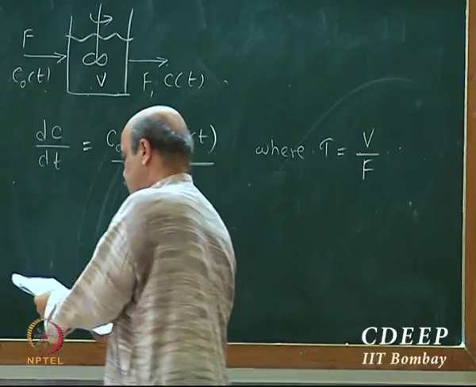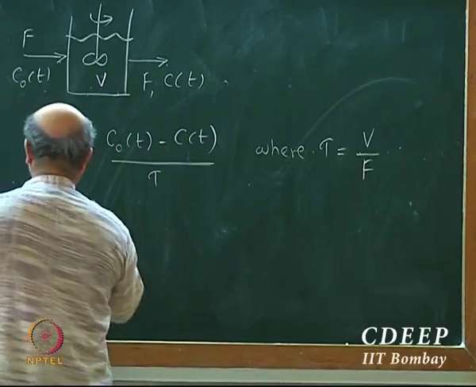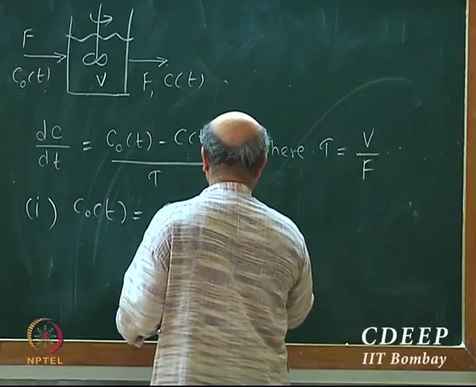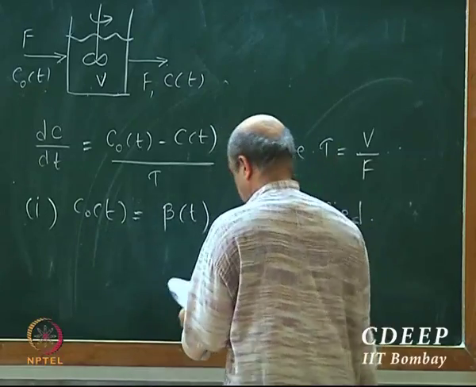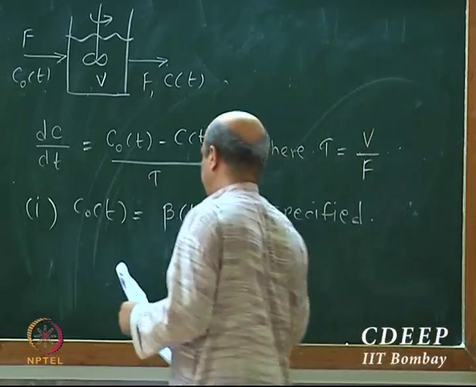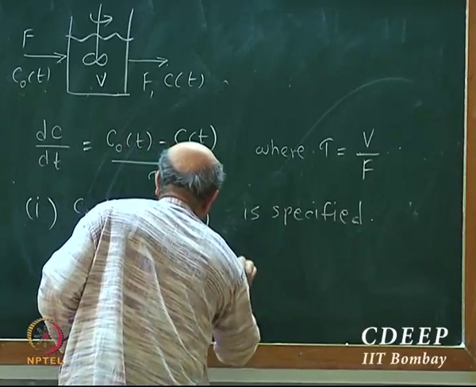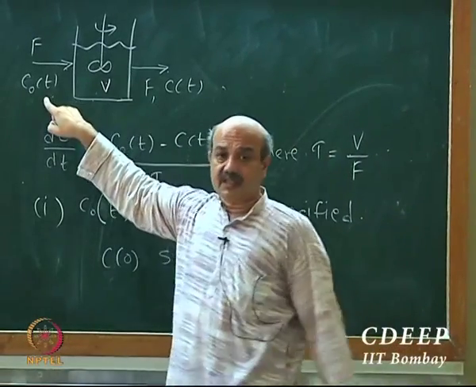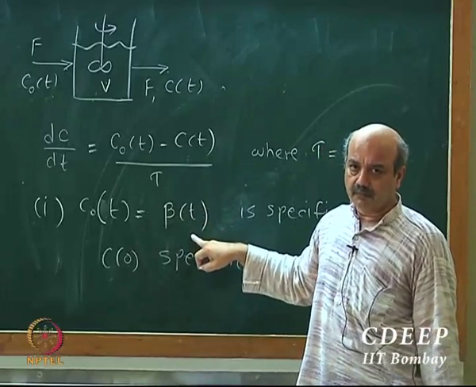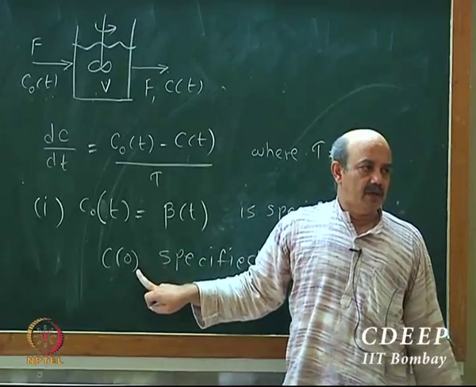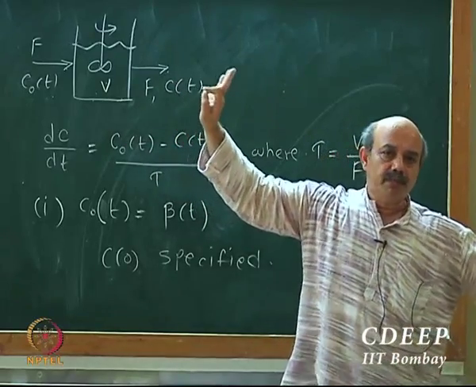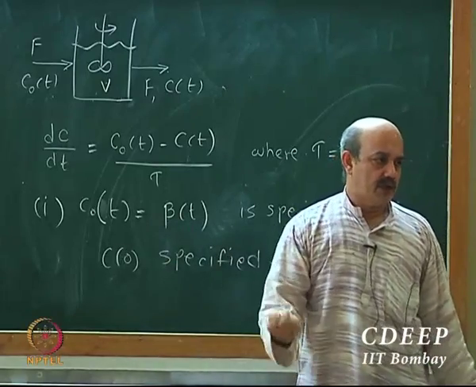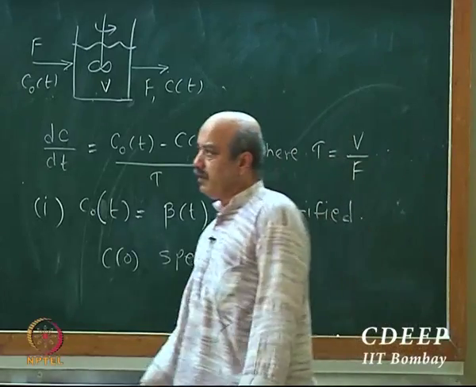So one way is, the inlet concentration C0(t) is equal to some specified function beta(t), and then the initial value of the concentration inside the tank is specified. Simple ODE problem. This is a DAE, but you can substitute for beta(t) here and you are given the initial condition, so it becomes one ODE, you can solve it. It's a very easy problem.